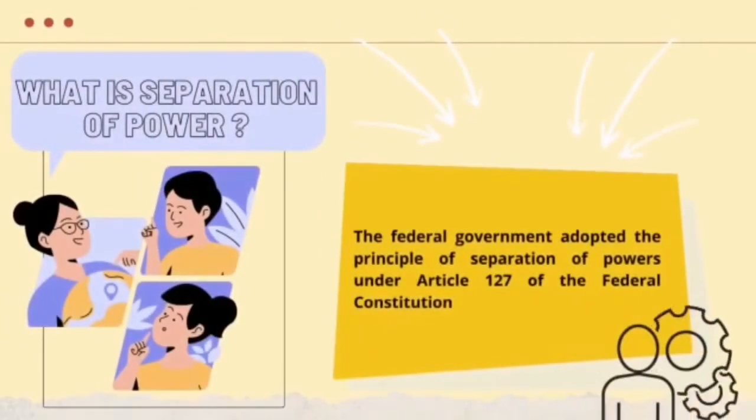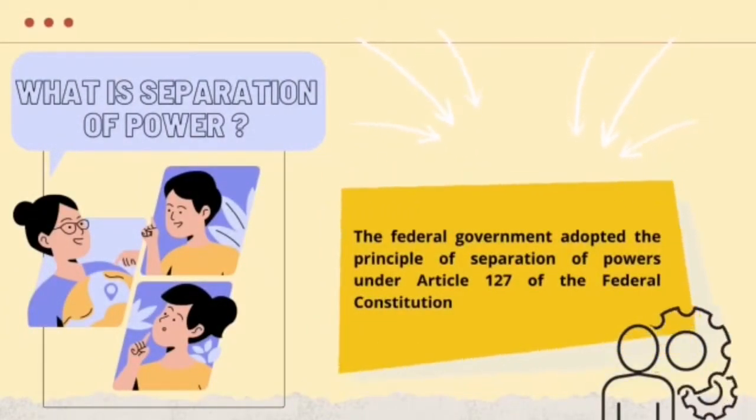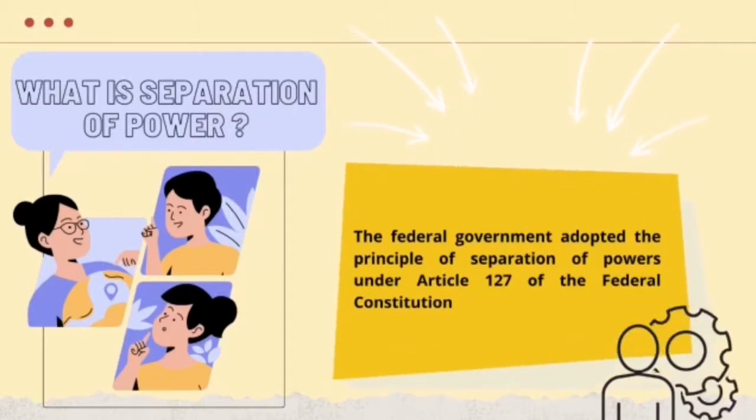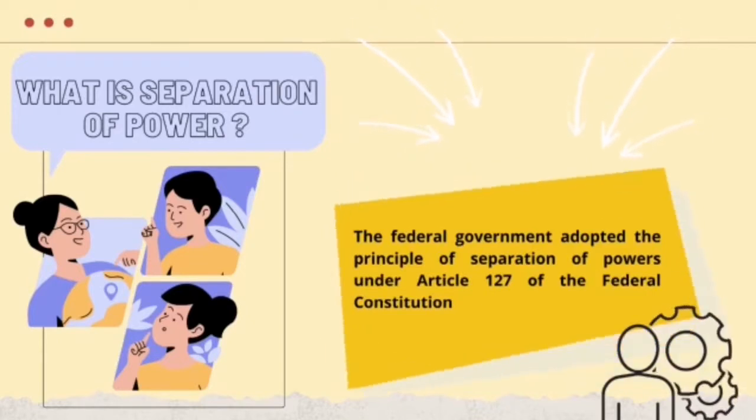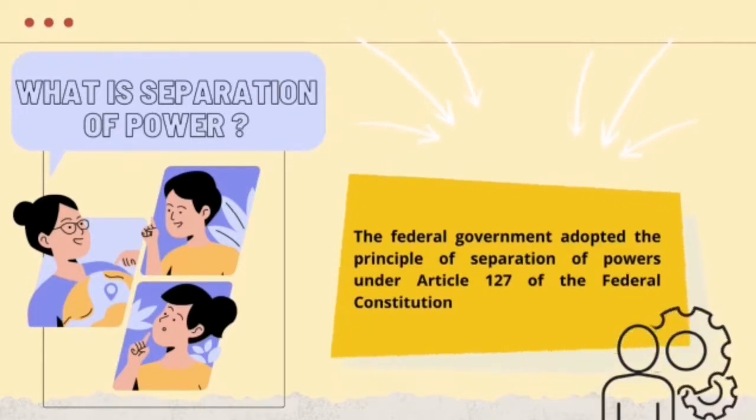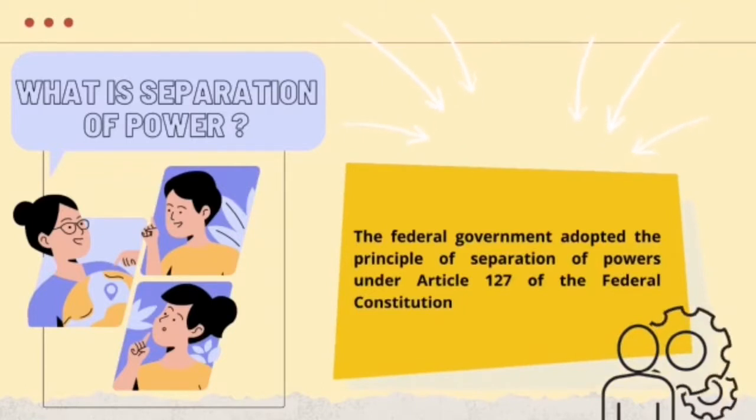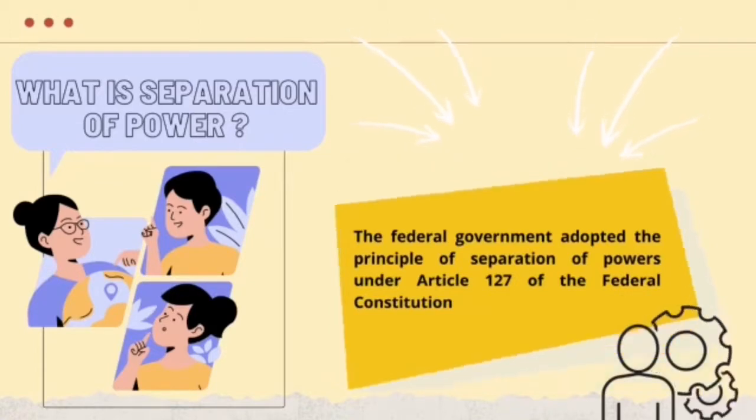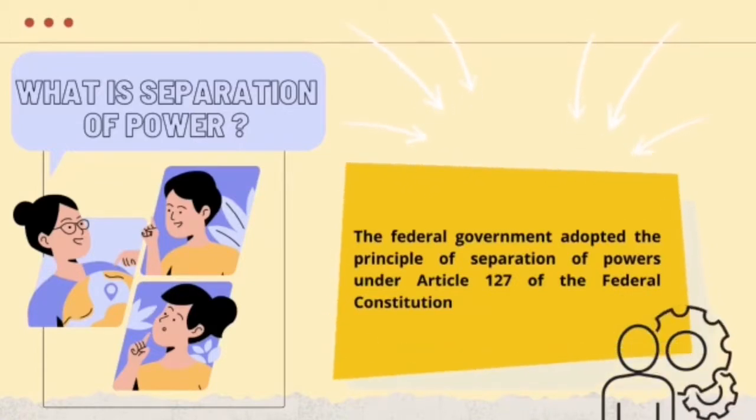The federal government adopted the principle of separation of power under Article 127 of the Federal Constitution and has three branches: executive, legislative, and judicial. The state governments in Malaysia also have an executive and legislative body each. The judicial system in Malaysia is a federal court system that operates uniformly across the country.